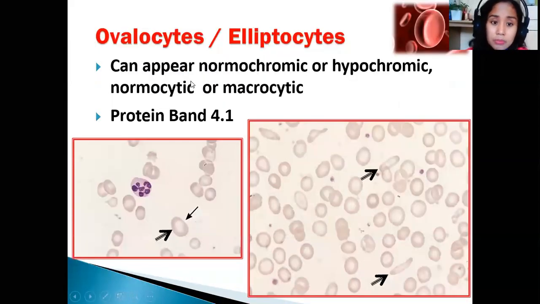Class, there's something wrong. Please underline protein band 4.1. The membrane has protein band 4, and there is something wrong with protein band 4.1. It can appear normochromic, hypochromic, normocytic, or macrocytic, so it can be big as well. Class, if you have difficulty, look at the MCV, whether it is increased or decreased.